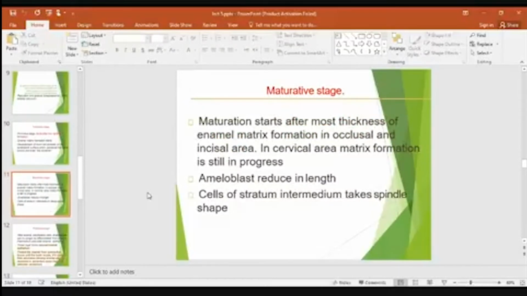The fourth stage is the maturative stage. In the formative stage, it produced the whole thickness of the enamel. Maturation starts after most of the thickness of the enamel matrix has formed in the occlusal and incisal areas. Its thickness, not all of it. For example, if the thickness is 2.5 mm, it has formed 2 mm of enamel matrix. Okay. In the cervical area, the matrix formation is still in progress.